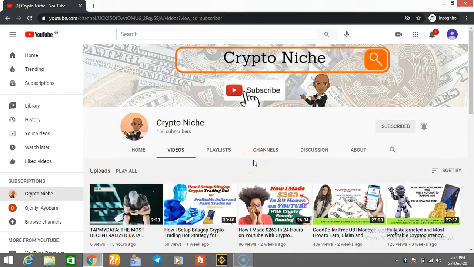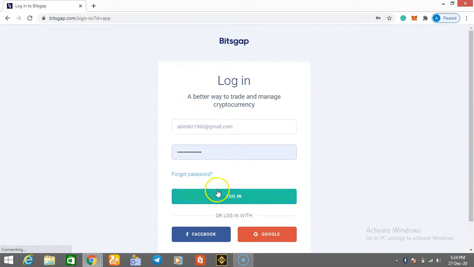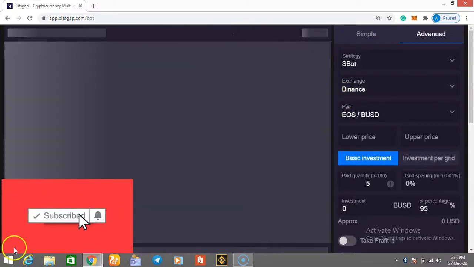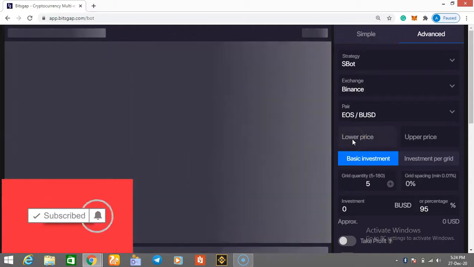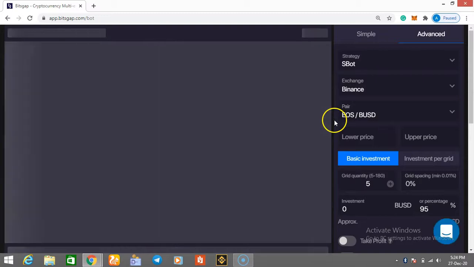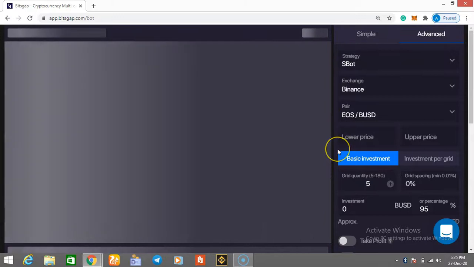Okay, that said, today I'm going to teach you how to enter a trade, how to make a high frequency trade using this robust trading software called BitGap. The bot is quite easy to use and it has been awesome ever since I came across it. But there are a lot of trading strategies that you can deploy while using this bot.